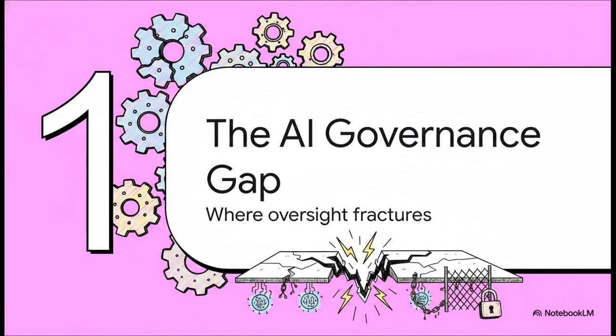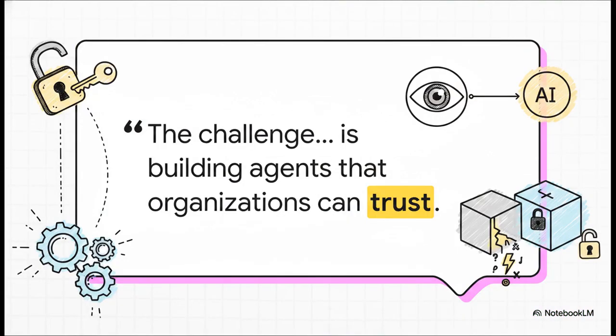Section 1. The AI governance gap. This is exactly where traditional oversight starts to fracture. I want to anchor our entire explainer on this incredibly powerful quote from the source material. The challenge in enterprise AI is no longer building agents quickly. It is building agents that organizations can trust. That literally hits the nail on the head, right? It sets the stakes perfectly.